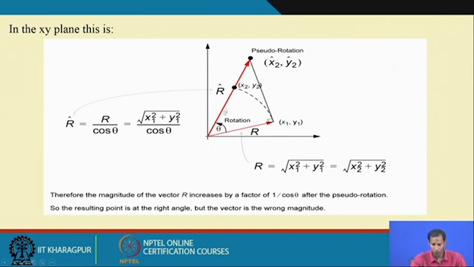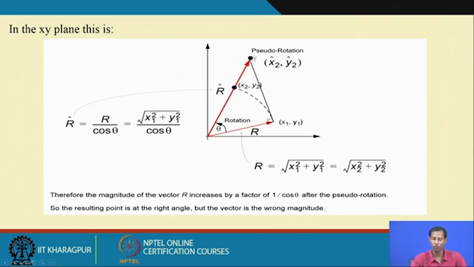What will be the magnitude value of this particular r? Initially, the magnitude of this vector is r. So here, what we are doing is basically scaling that by cos inverse theta.